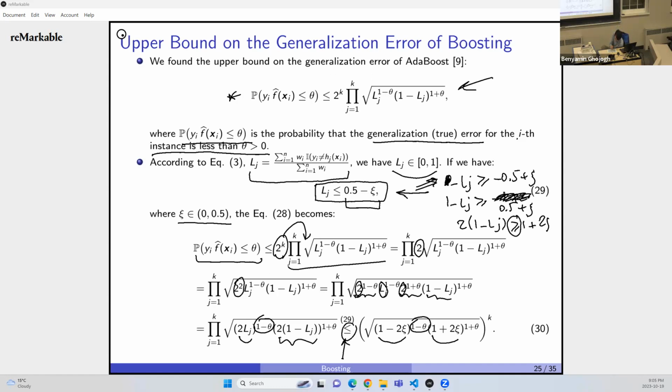Because we know that 2Lj is less than or equal to 1 minus 2 zeta, and the power is the same, right? But the issue is 2 times 1 minus Lj. Minus Lj, let me think. Minus Lj is greater than or equal to minus half plus zeta. 1 minus Lj. Is it? Is the value the right side only? So that's why I didn't understand.